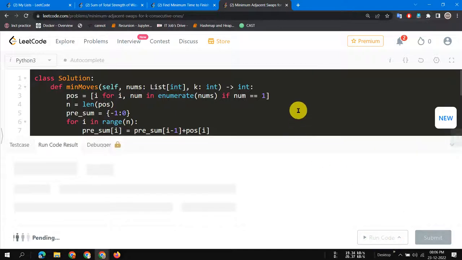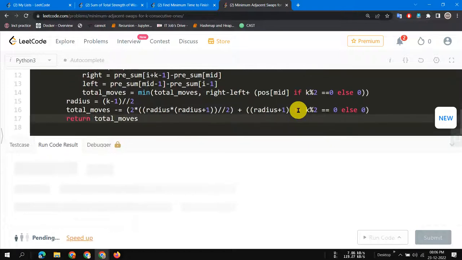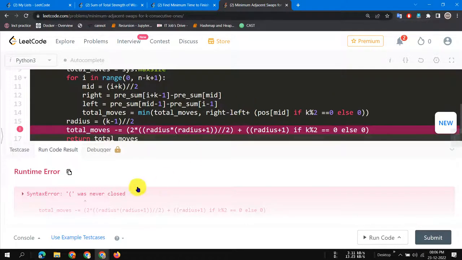Now let's run it. Hope that the video didn't get longer. Oh my, where did I make a mistake here? I think it's a parentheses mistake.